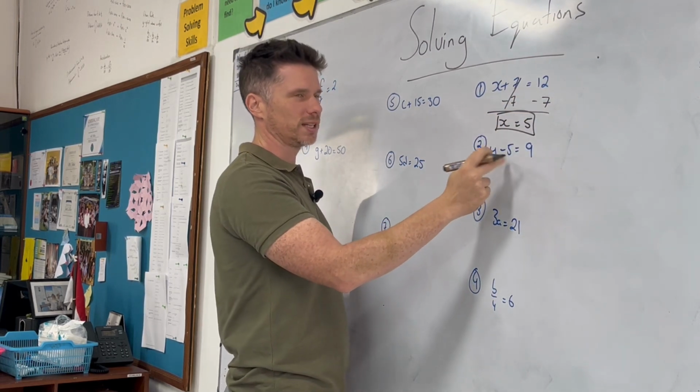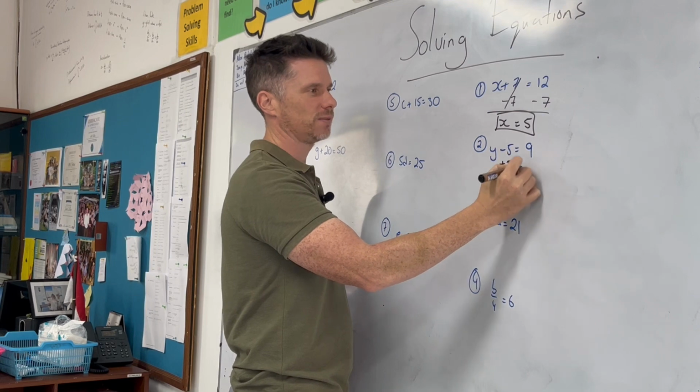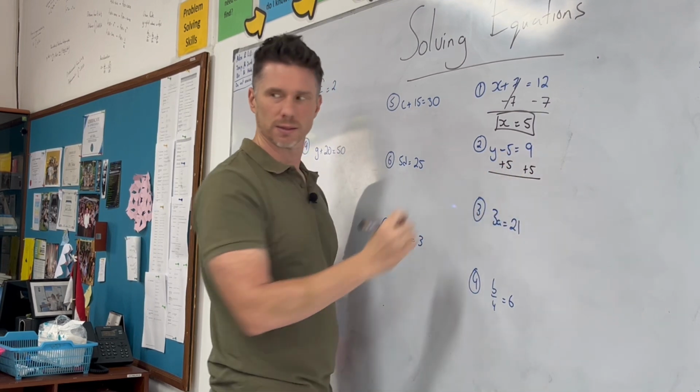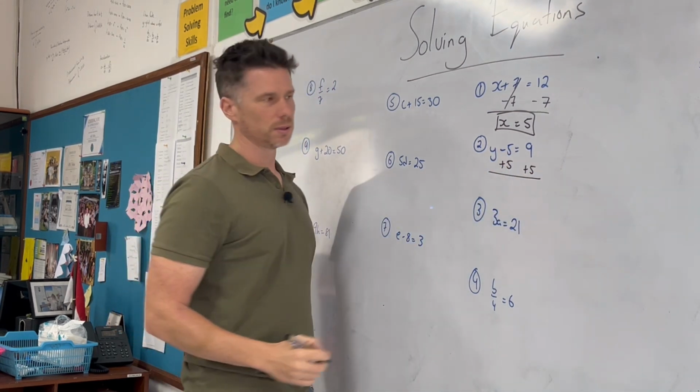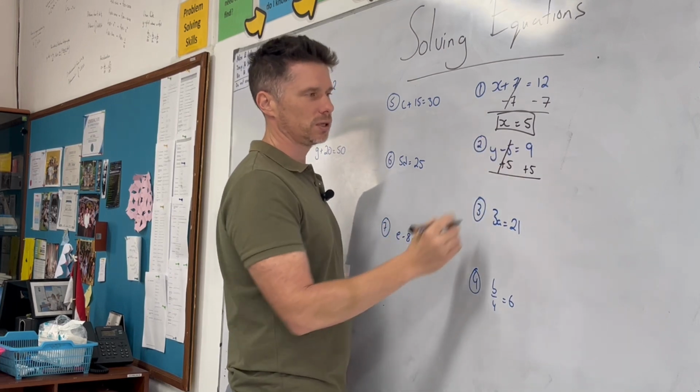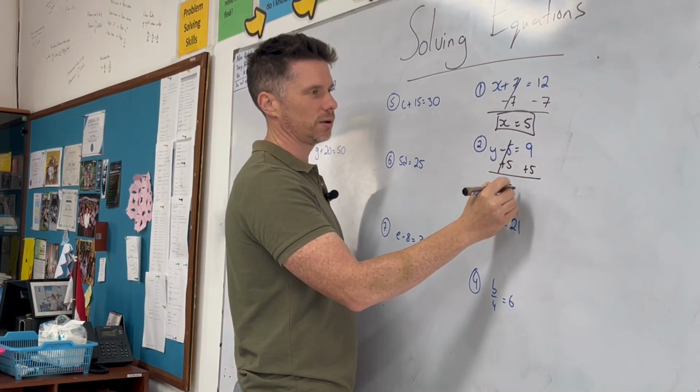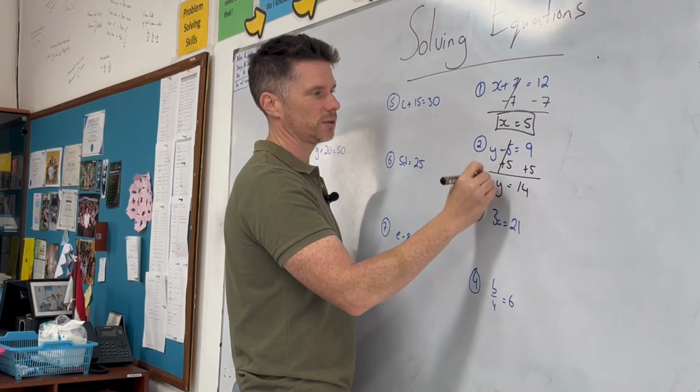Next one, y take away 5. I'm going to add 5 to both sides. This disappears, which is great. Something will always cancel out if you use this method. Y is 14.